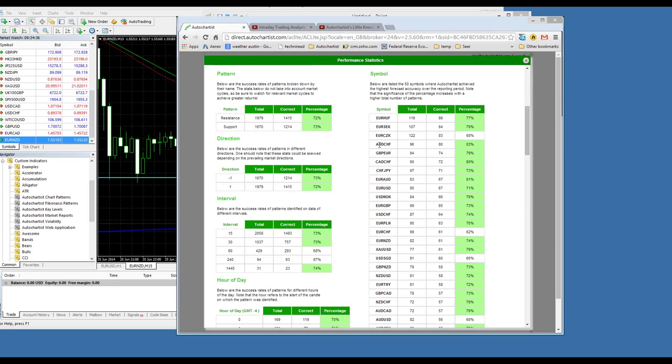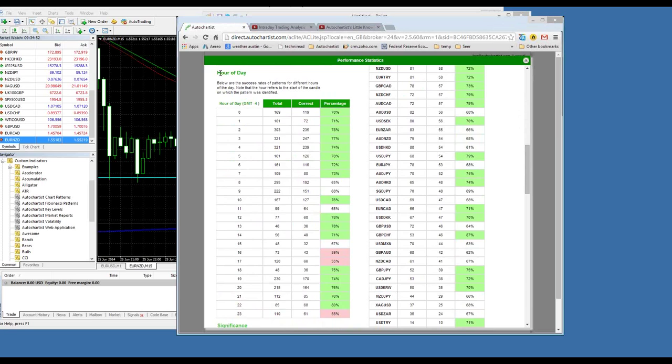For example, you can see that the opportunities on AUD/Swiss Franc for completed key levels, breakout key levels, has been doing really well at 83%. And so you can have a complete breakdown. Interestingly enough, the hour of the day on which the opportunity is identified is actually very important. You can see we do very well, this is GMT minus 4, during the European session and not so well during the US session, and then better again during the Asian session.